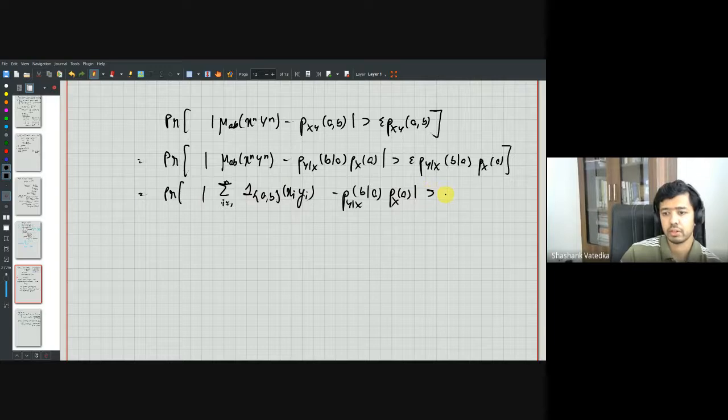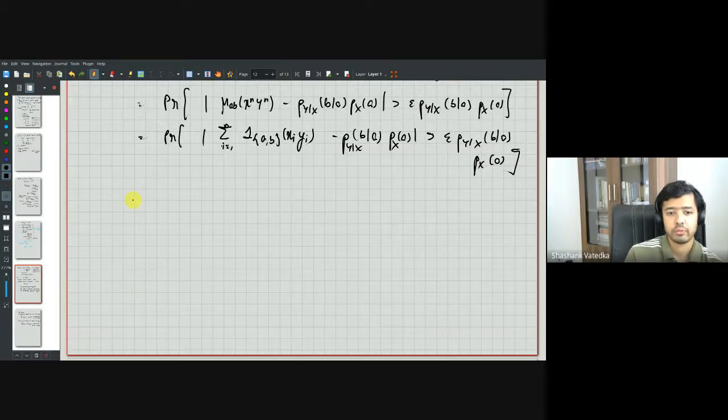This is greater than epsilon times P_{Y|X}(b|a) P_X(a), right? But we already know that, so if there is a location where x_i is not equal to a, then there is no contribution to this at all. All right, so let us define S_A as the set of all locations i such that x_i is equal to a.